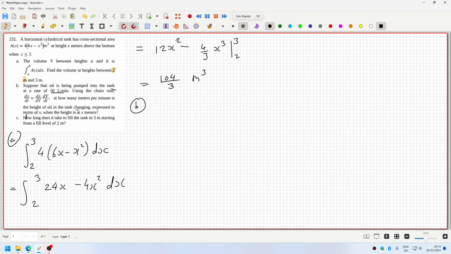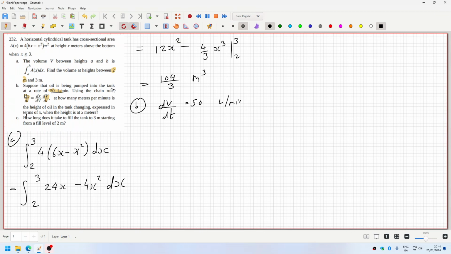So we want, suppose that oil is being pumped in the tank at a rate of 50 liters a minute. So that means dV dt is 50 liters a minute. So that takes care of that. And use the chain rule. At how many meters per minute is the height of the oil in the tank changing, expressed in terms of x? So that's the dx dt. So what we need is a dx dv.